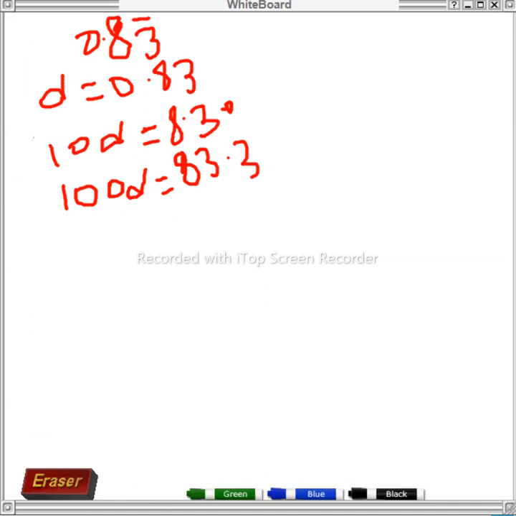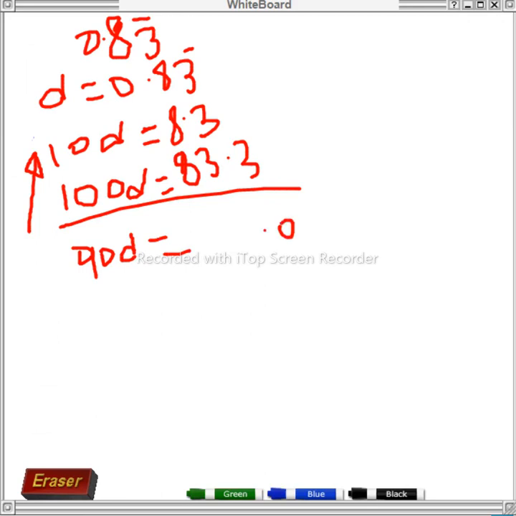When we multiply d by 100, we get 100d, and when we multiply 0.83 by 100, we get 83.3, where 3 is the repeated digit. So we subtract. Let us subtract as we did before. 100d minus 10d, we get 90d. 90d is equal to 3 minus 3, which is 0.